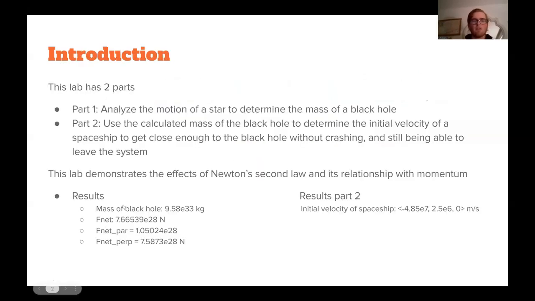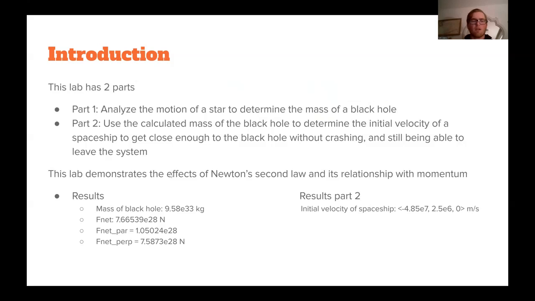All right. This lab has two parts. Part one is to analyze the motion of a star to determine the mass of a black hole. Part two is to use the calculated mass of the black hole to determine the initial velocity of a spaceship to get close enough to the black hole without crashing and still be able to leave the system. This lab demonstrates the effects of Newton's second law and its relationship with momentum.